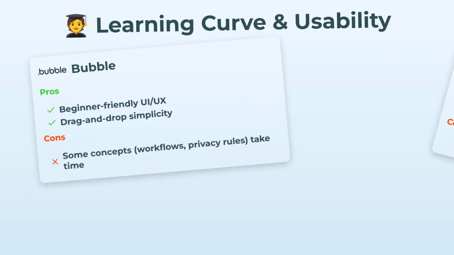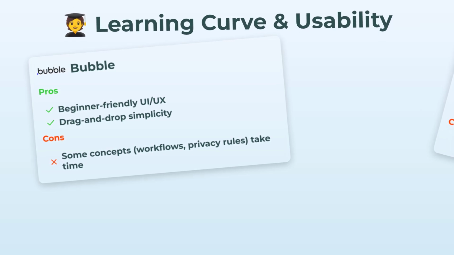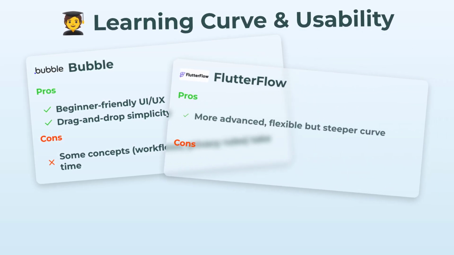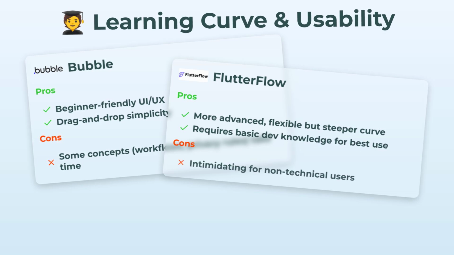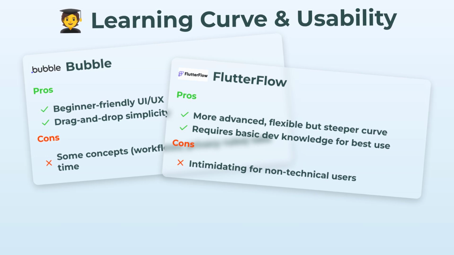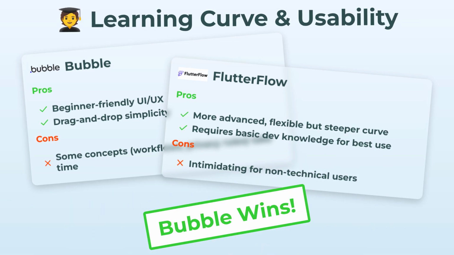Let's talk learning curve and usability. Bubble is actually beginner-friendly. Their drag-and-drop style and what you see is what you get vibe make it super easy to pick up, even if API sounds more like alphabet soup to you. There are some tricky bits with workflow logic and privacy, but overall it's friendly. FlutterFlow, though, not so much for newbies. It's way more flexible, but it expects you to know basic developer stuff. If you're not technical, you'll probably hit a wall fast. Bubble takes this round hands down.